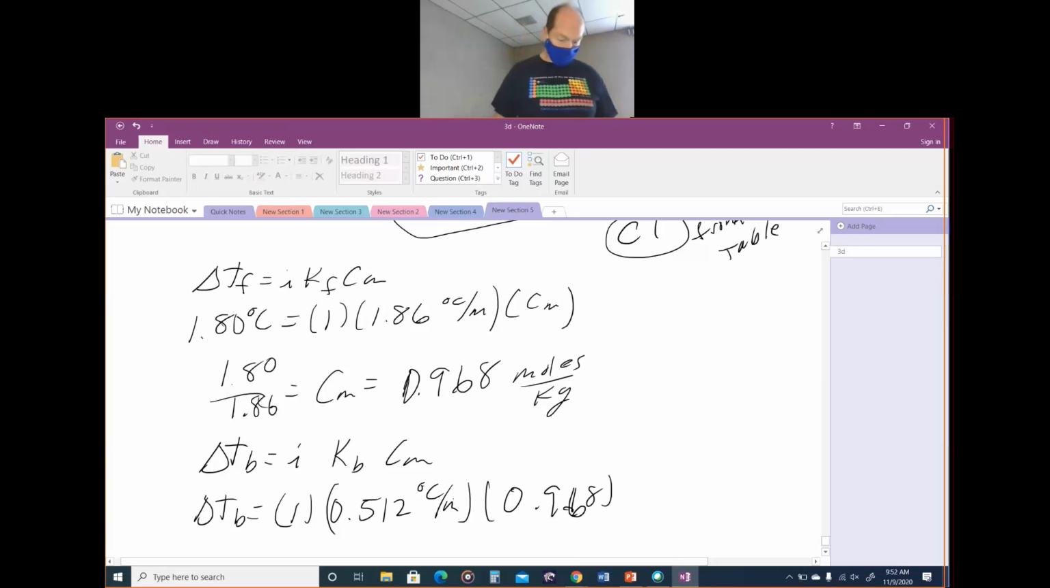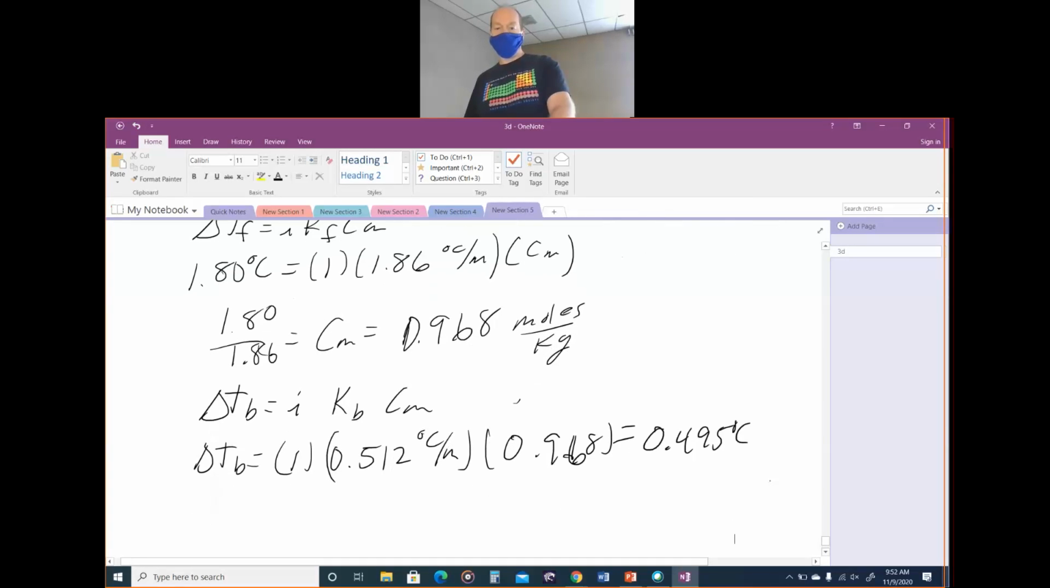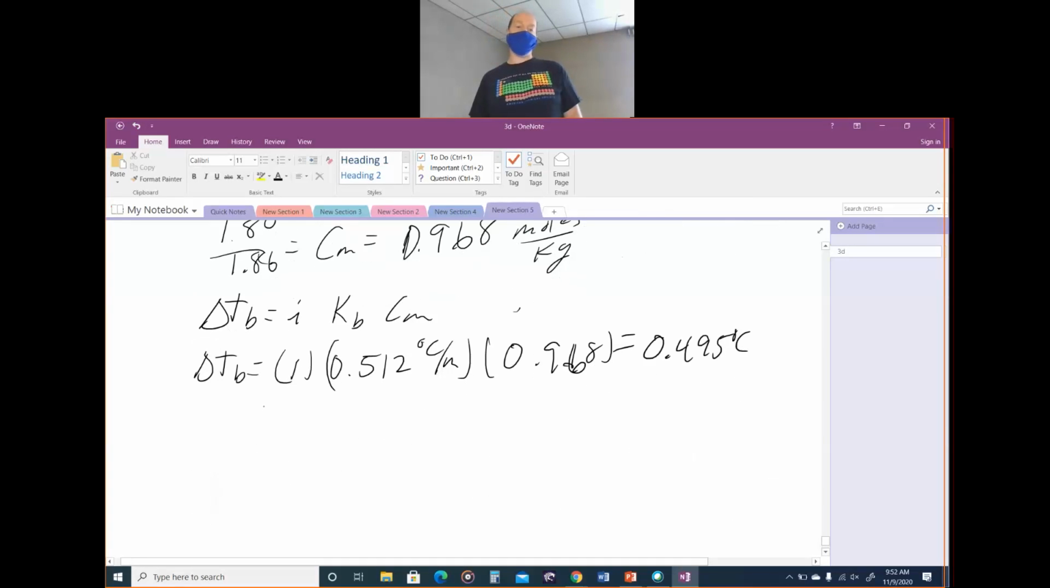So delta T sub B is 0.495. All right, and so of course, that is definitely not the boiling point. That is the boiling point elevation. Delta T sub B is not the boiling point. It is the boiling point elevation.